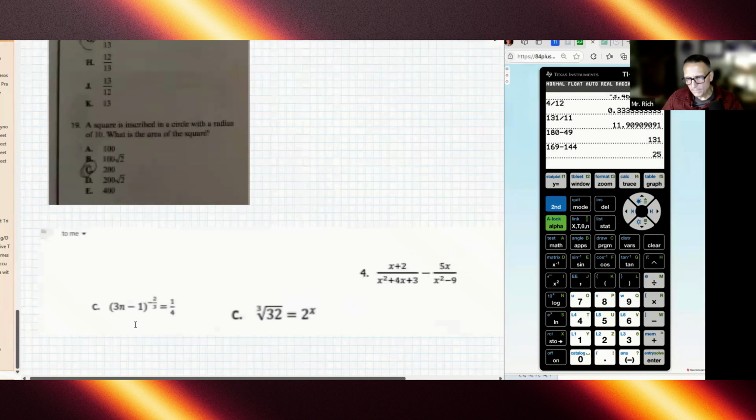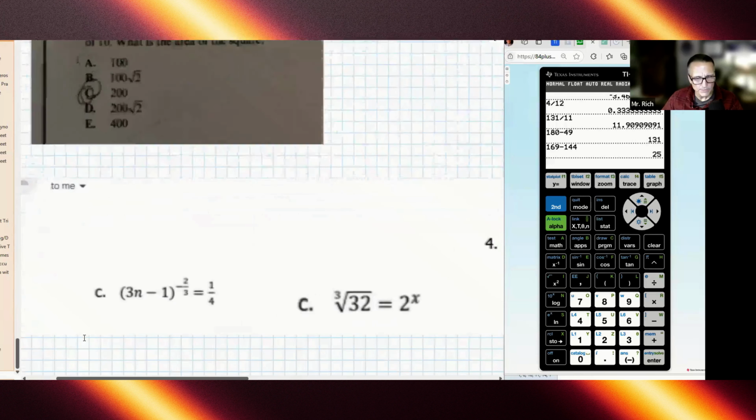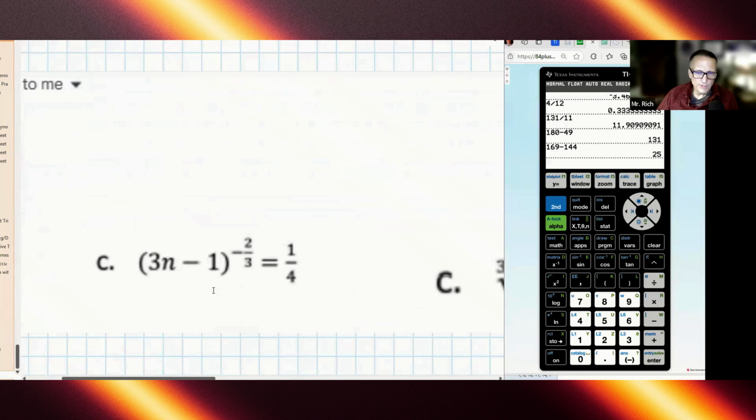These are all, well, the first two are exponential equations that have to be solved. Well, what I'm going to do here is I'm trying to solve for n. So the first thing I need to do is get rid of the negative 2/3 exponent.